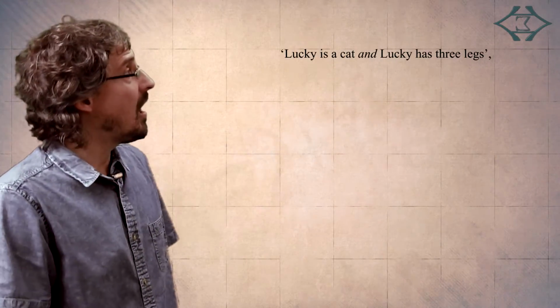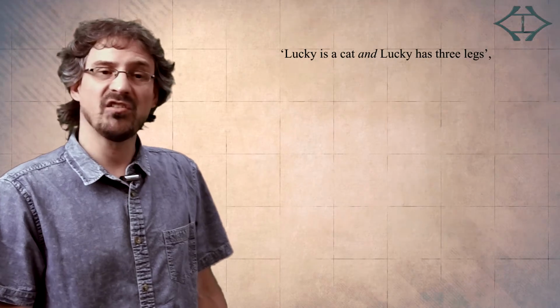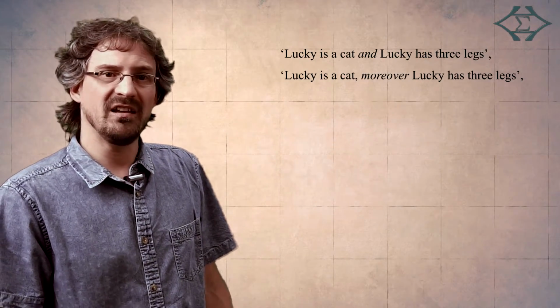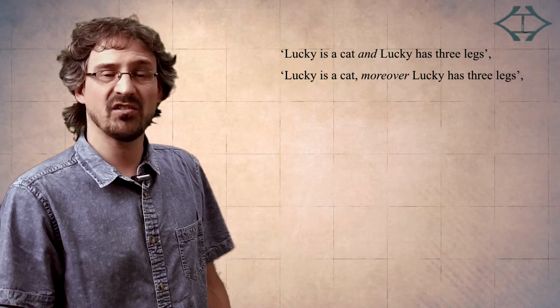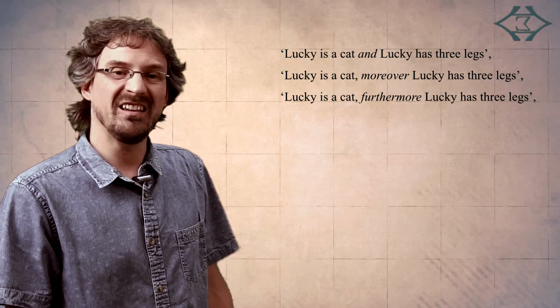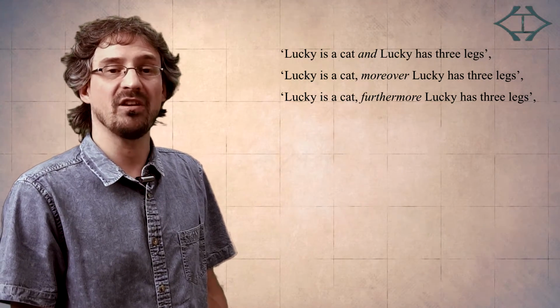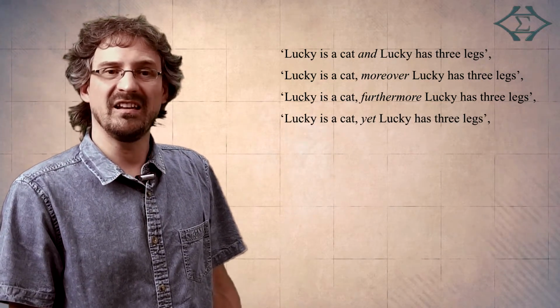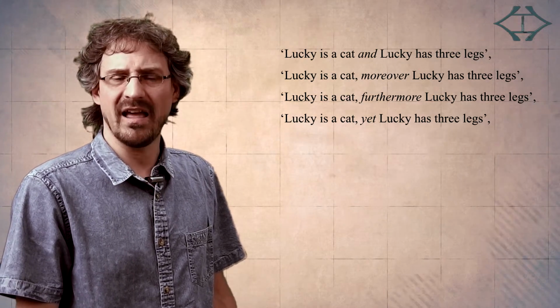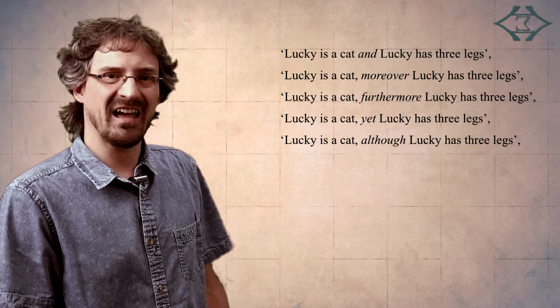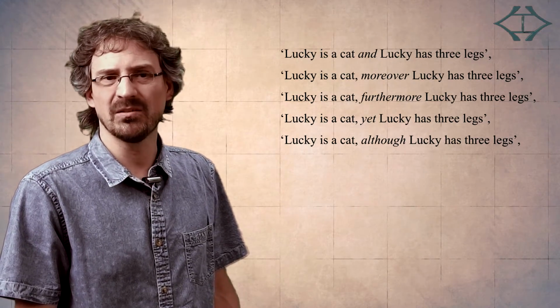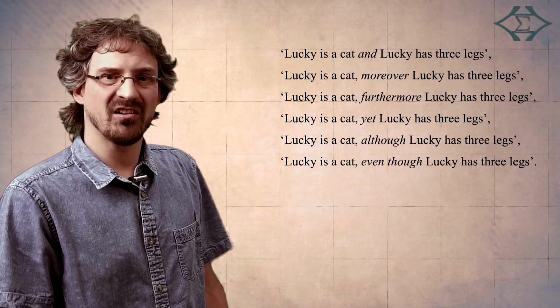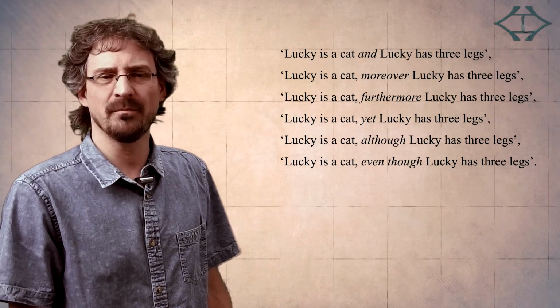When writing compound statements, there are a number of equivalent ways of phrasing them. Here are just a few ways of expressing the same conjunction. Lucky is a cat and Lucky has 3 legs. Lucky is a cat. Moreover, Lucky has 3 legs. Lucky is a cat. Furthermore, Lucky has 3 legs. Lucky is a cat, yet Lucky has 3 legs. Lucky is a cat, although Lucky has 3 legs. Lucky is a cat, even though Lucky has 3 legs.